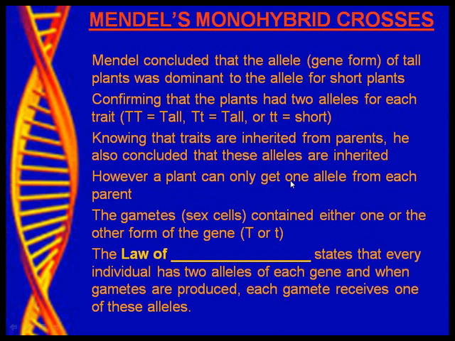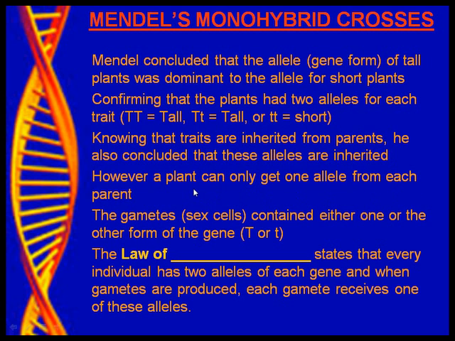Confirms that the plants had two alleles, or two factors, for each trait. And here are the letters. Knowing that the traits are inherited from the parents, he also concluded that these alleles are inherited. Again, he didn't know about meiosis, DNA, genes. He didn't know about any of those things. I mean, he knew that something was in there causing it to happen, but he didn't know the details that we know today. So, something else that he came up with that was pretty obvious to us now, the plant can only get one allele from each parent.